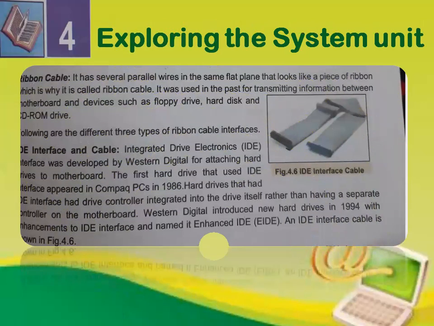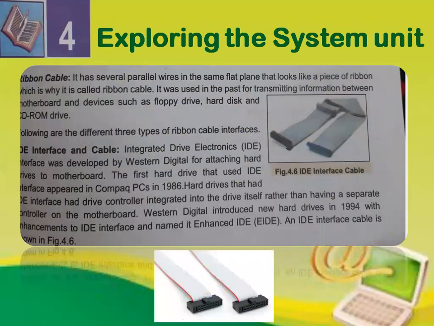So next is ribbon cable. A ribbon cable has several parallel wires in the same flat plane that looks like a piece of ribbon, which is why it is called a ribbon cable. It was used in the past for transmitting information between the motherboard and devices such as floppy drive, hard disk, and CD-ROM.